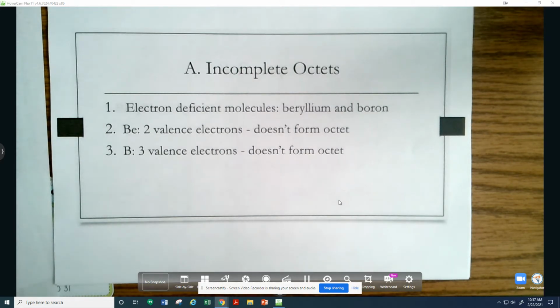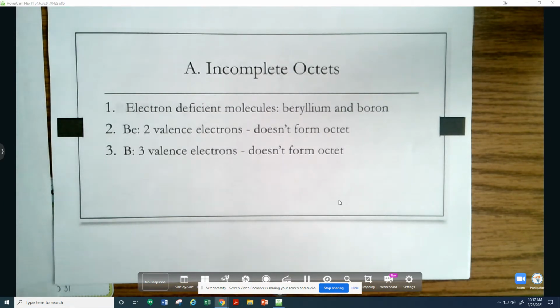We're going to first look at incomplete octets, meaning elements that are okay with having less than 8 electrons. And those two are beryllium and boron. The reason why these two are happy without a complete octet is going back to electron configurations. Essentially, up to atomic number 5, all of those elements are going to go towards the helium configuration, which would be 1s2.